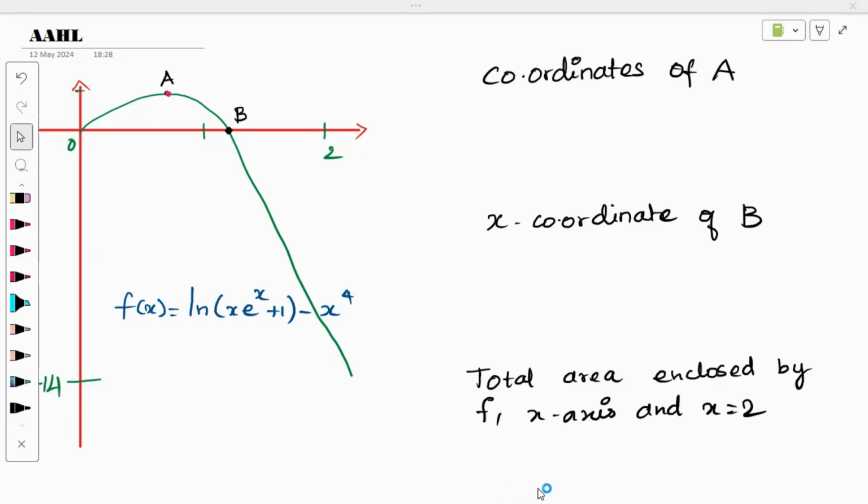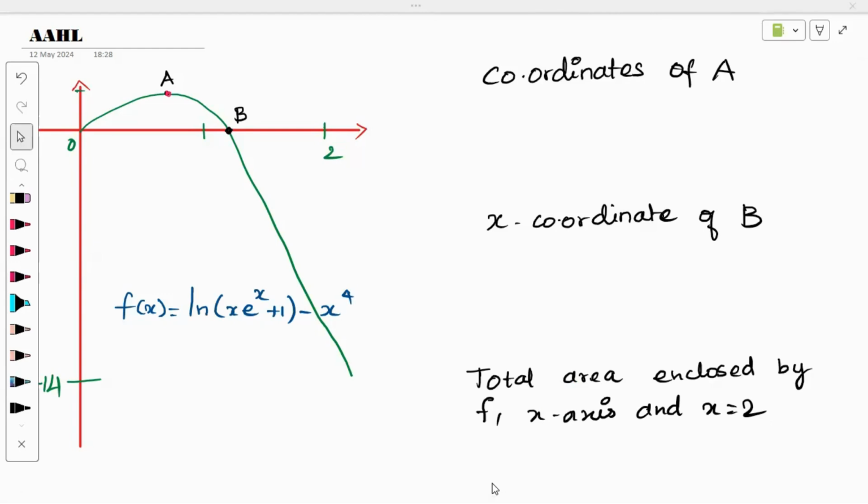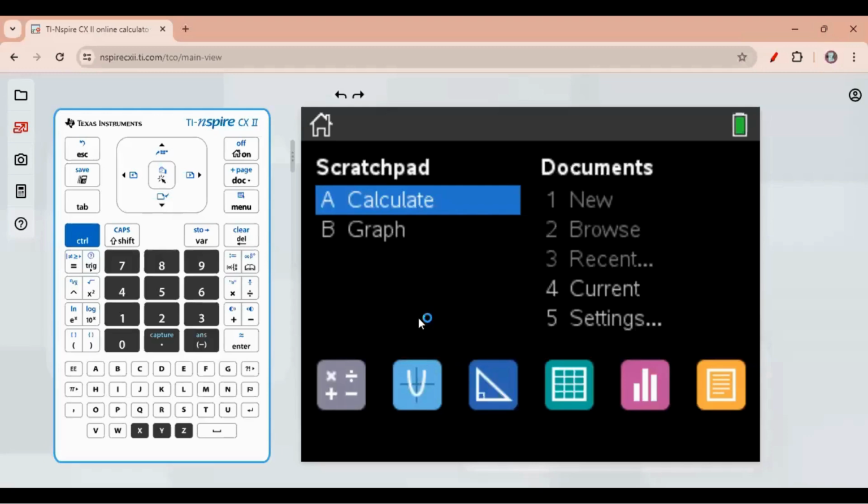GDC. Now let's go. So we are going to graph f of x first. Then from this we can fetch the coordinates of B and A. So directly we can fetch them, and for the total area enclosed by f, the x-axis and x equals 2, again we will do it with the graph. First let's complete the first two parts. Here I'm sharing a different screen. So first let's graph it.